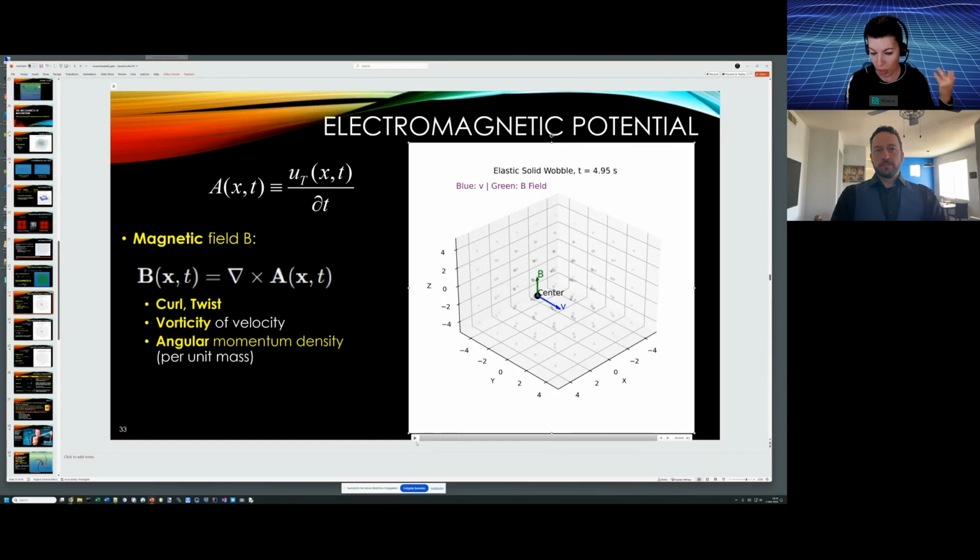So in this model, in the elastic solid, B is basically the curl, the twist, the angular momentum density, the vorticity of velocity. So whenever you have the grid points going around in a hula motion, then you have a B field. That's pretty simple, right?